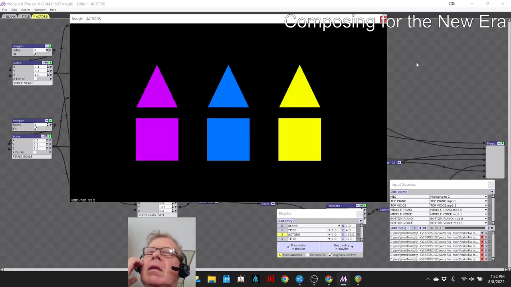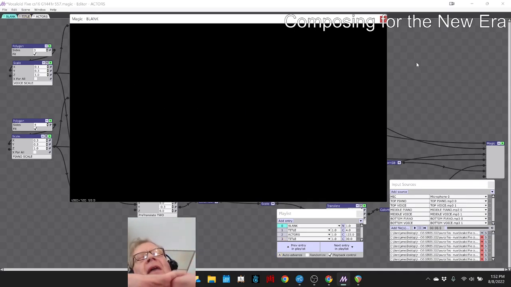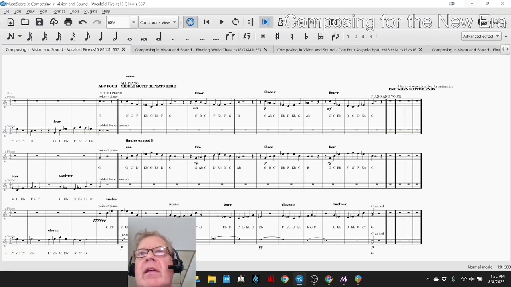Yeah, we like it. We like changing it to the horizontal, expanding and contracting. We like having clear sections of all piano, all voice, or in this case, all triangle, all squares. And so we're going to repost that. We're kind of tickled with that. So that's the new Vocaloid 5.